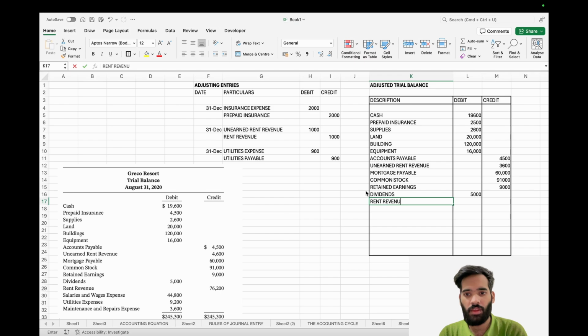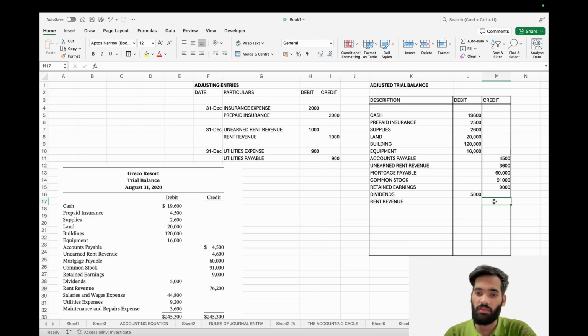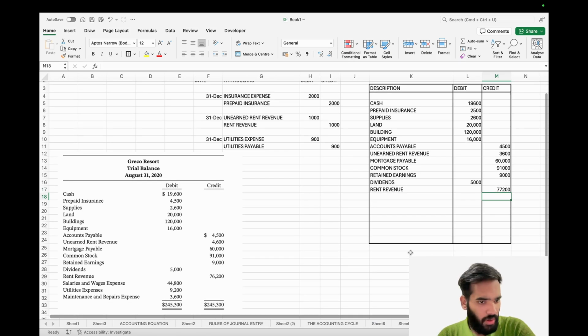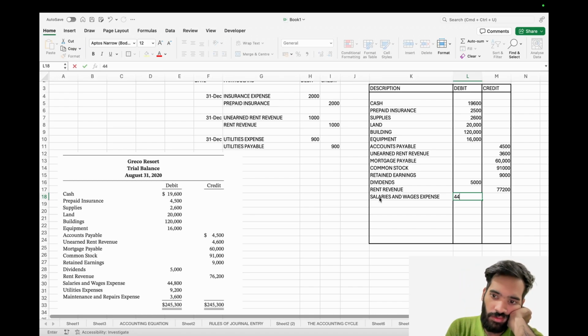Rent revenue, this one is affected. If you notice, rent revenue is being credited, that means revenue is going up. So if we already have 76,200 and it's again going up by 1,000, that means the new balance will be, there you go. After this one, rent revenue, we have salaries and wages expense. Salaries and wages expense, which amounts to, in this case, 44,800.